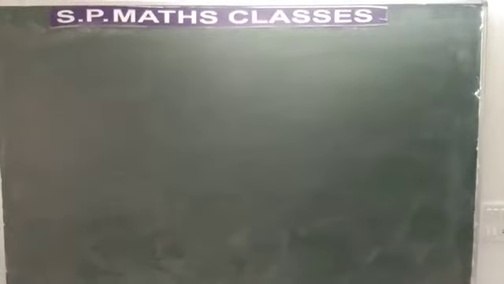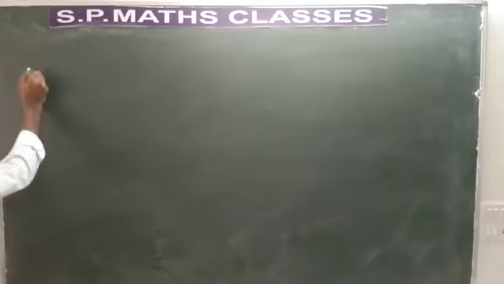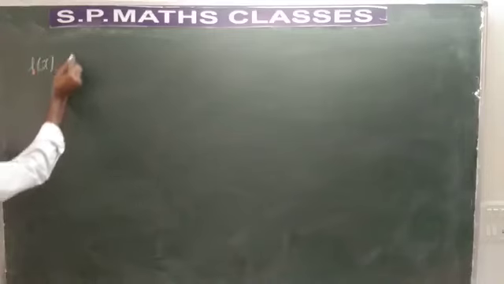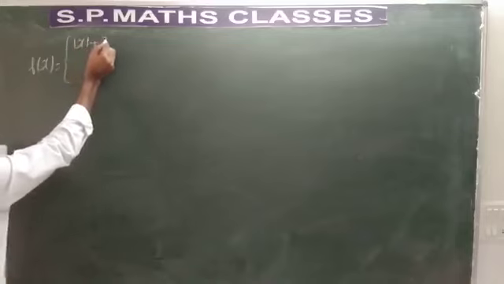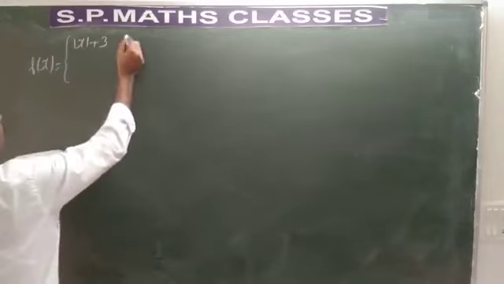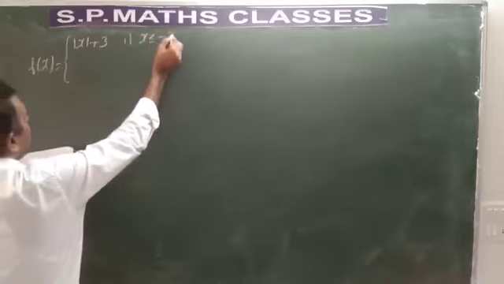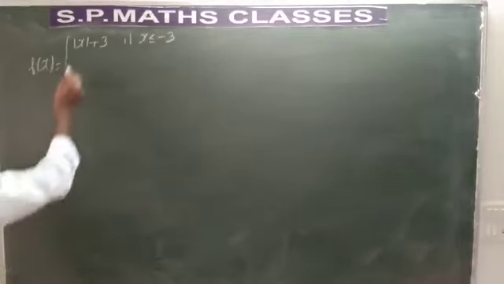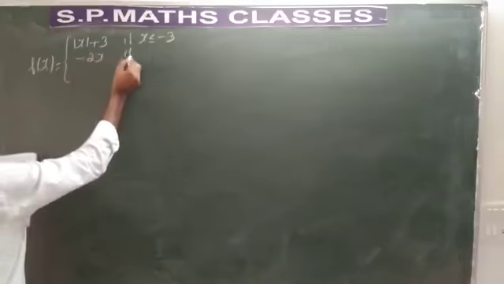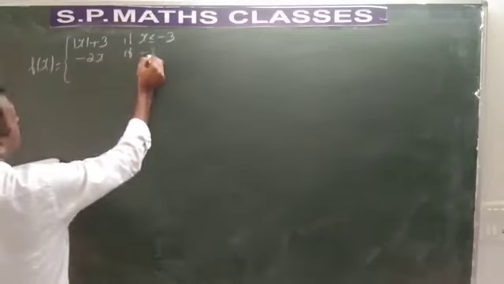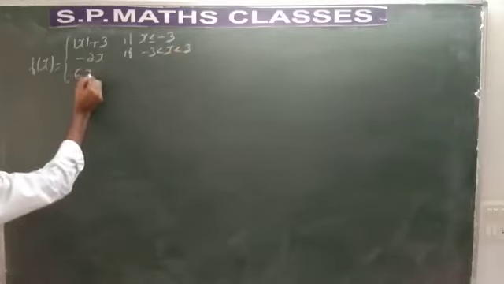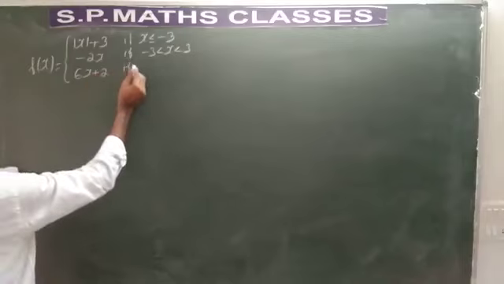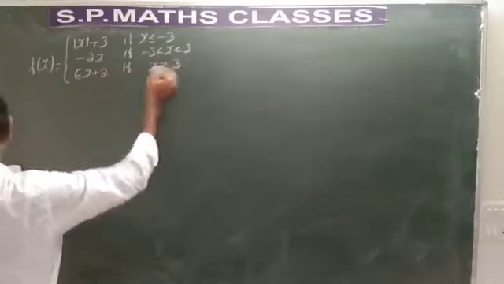I move on to the next question. Find all the points of discontinuity. A standard problem. f of x is equal to modulus x plus 3 if x is less than or equal to minus 3, that's what is given. Minus 2x if it is minus 3 less than x less than 3. It is given as 6x plus 2 if x is greater than or equal to 3. Write down the problem carefully.